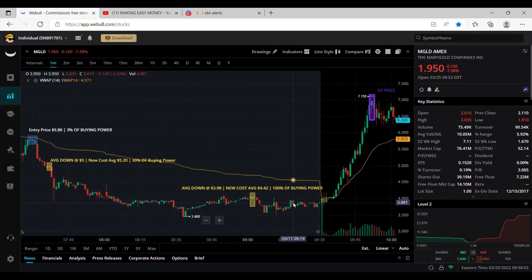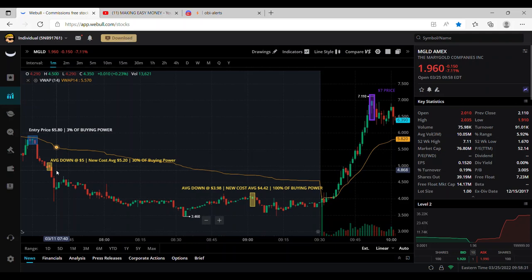Until the opening, at least, you would have two options: either be a bag holder or sell for a loss. Most people, if they entered at $5.80 and the stock dropped as low as $3.46, more than likely would have sold for a loss, correct? Or they would just have been a bag holder until the market had opened, and then things would have reversed. But you want to take advantage of being able to average down.